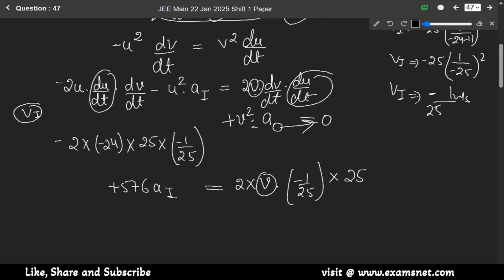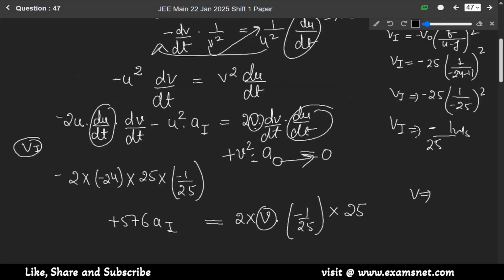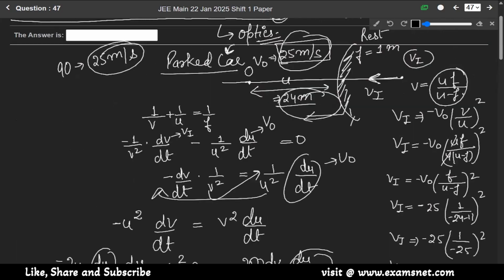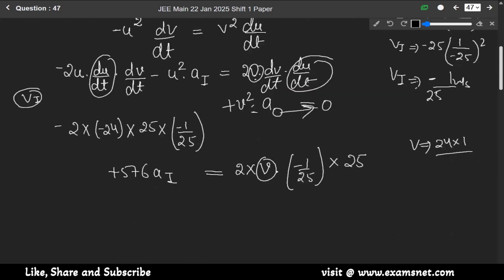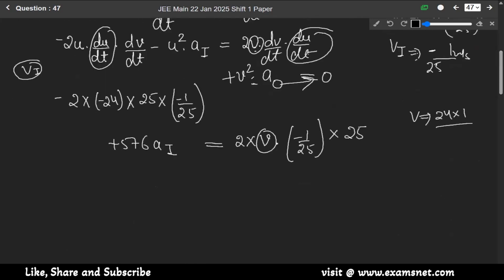Okay, so for v we use this formula, uf over u minus f. U is 24 into f is 1 over u minus f. U minus f means minus of 24 minus of 1. It will be 24 over minus of 25. So it will be, u is minus. Minus 24 over 25 means 24 over 25. So in place of v, we will write 24 over 25.